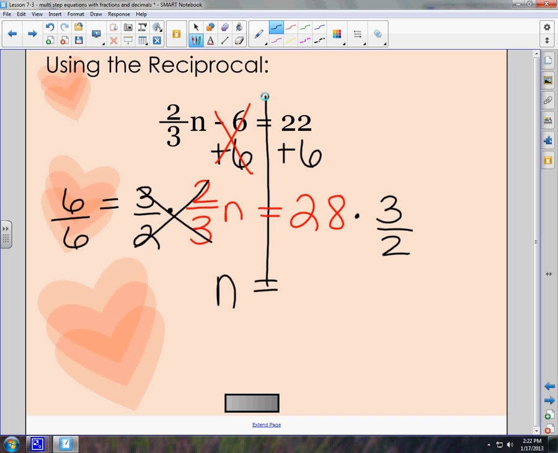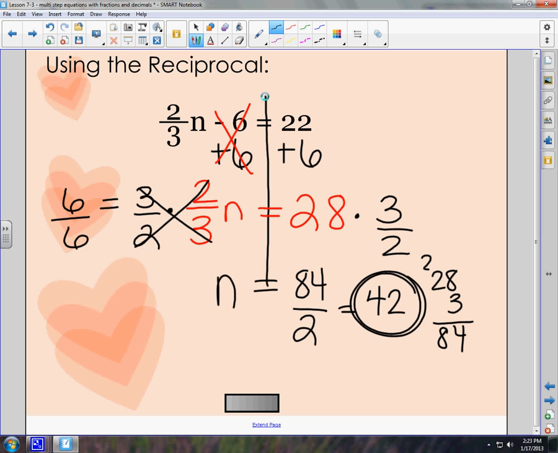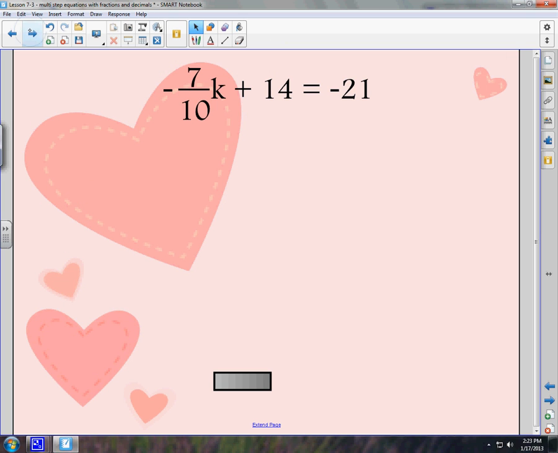28 times 3. 8 times 3 is 24. So it's 84 divided by 2, which equals 42. So n equals 42. All right, so this one now is the same type of problem. So push pause, try this problem, and then we will correct it.